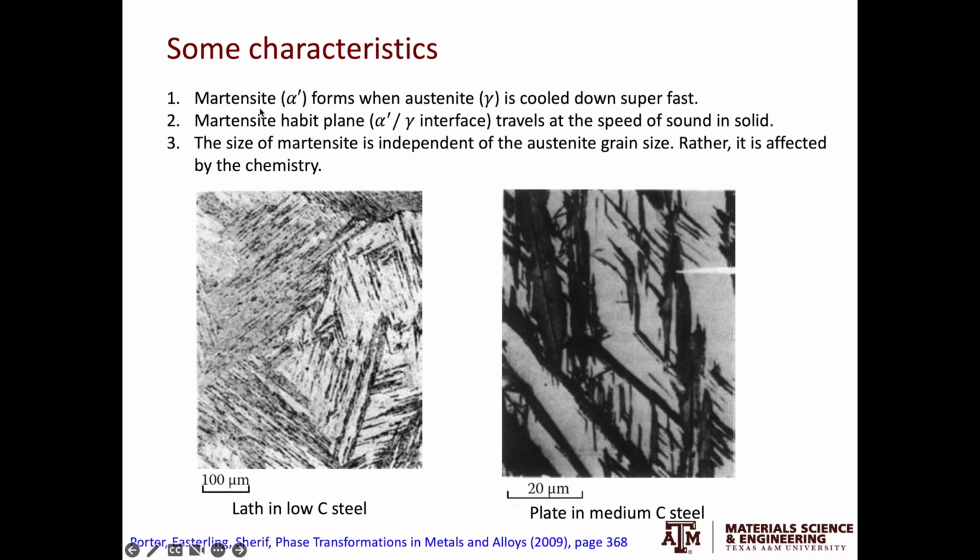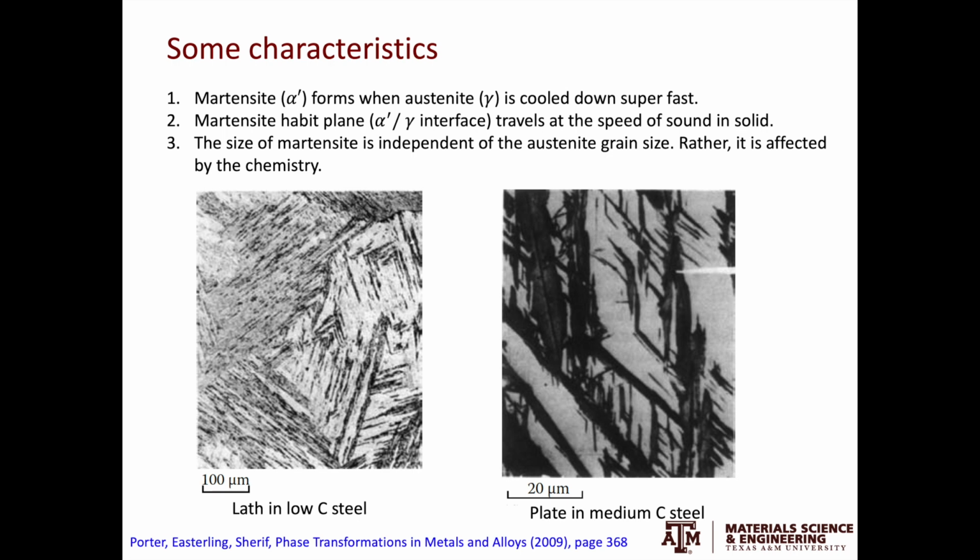Second, there's an important concept called Martensite habit plane. The habit plane basically is the Martensite-austenite interface. The habit plane travels super fast, at the speed of sound in solid, which makes the capture of their movement extremely difficult. Moreover, the size of Martensite was observed to be independent of the austenite grain size. Rather, it is affected by chemistry.